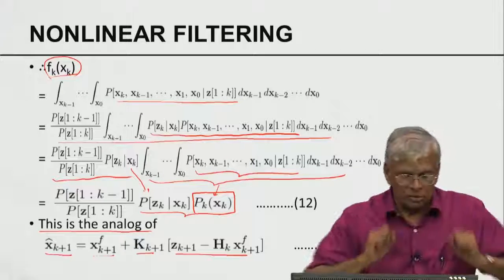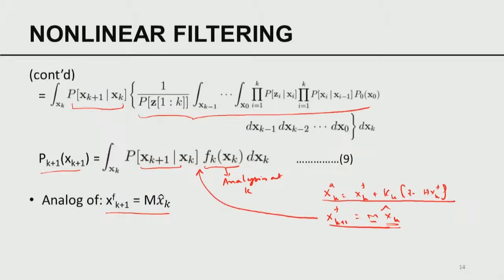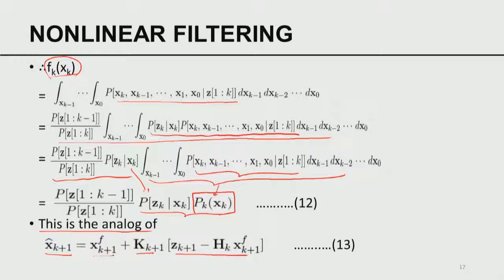I hope with this you are able to see the relation. So 12 relates the forecast to the filter, 9 relates the filter to the forecast. So 9 is the model forecast step. 12 is the data simulation step. You can readily see the data simulation step. Let's spend one or two more minutes on this.